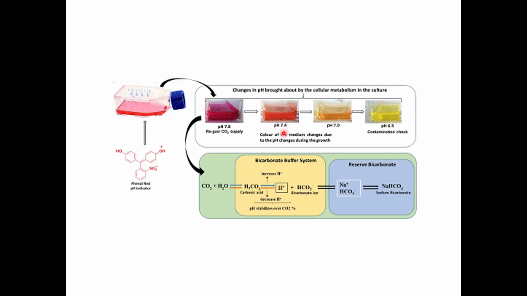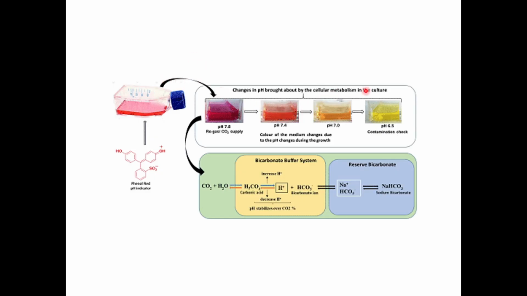So this is 7.4, this is 7, this is 6.5. So this here is getting acidic. So this happens when there is some sort of contamination in the media. So this is also a way to check whether your system is free of contamination or not. The media can always indicate if there is any contamination.